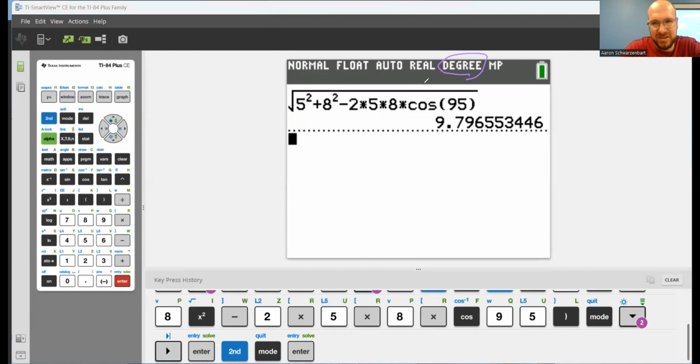And so I've got it, they are 9.79, about 9.8 miles apart. Assuming these are in miles. Yes, the unit does say miles. 9.8 miles is the distance between the planes. Okay, that is polar coordinates.